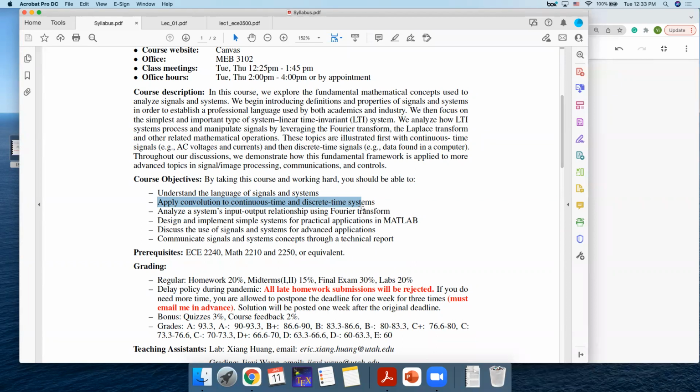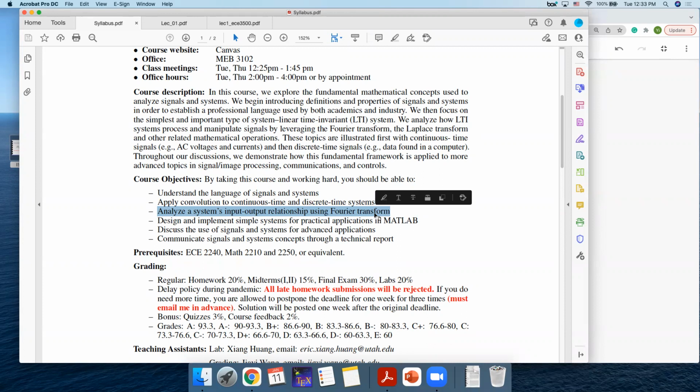And then we are going to utilize this convolution tool to analyze a general system's input and output relationship. And then the convolution will also have a close connection to the so-called Fourier transform. So we will talk more details there.